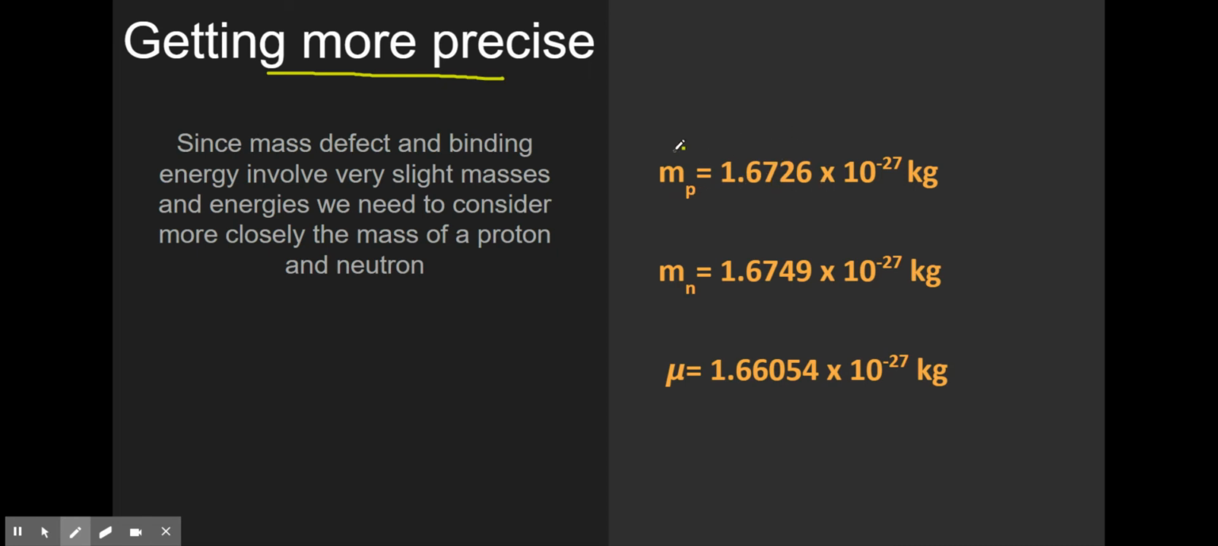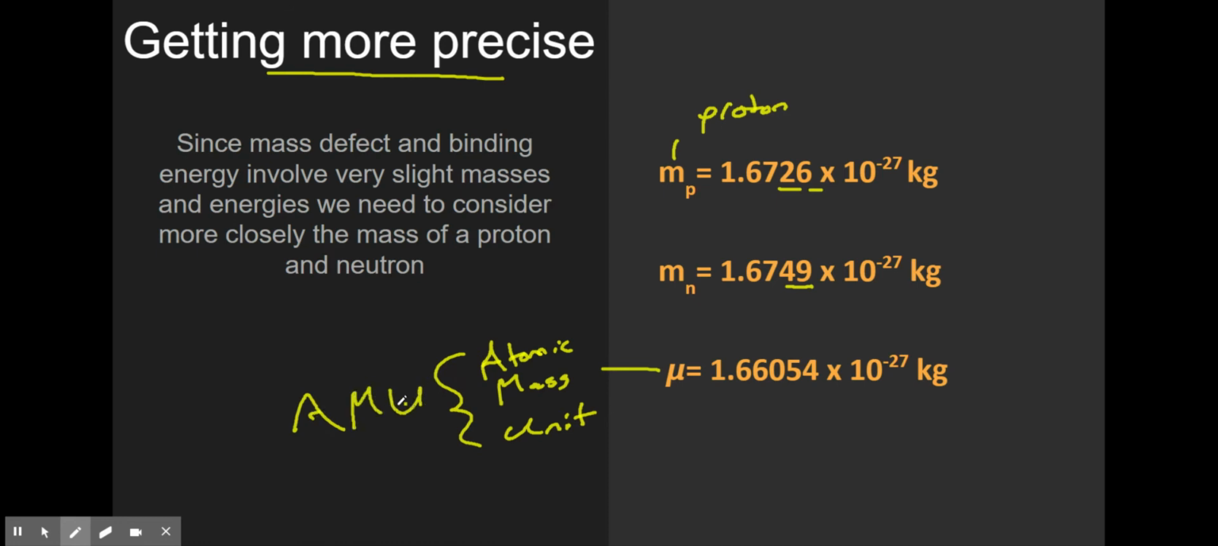So the mass of a proton, MP, is 1.6726 times 10 to the minus 27 kilograms. The mass of a neutron, a little bit different, a little bit heavier, is 1.6749 times 10 to the minus 27 kilograms. And if we ever have to use an AMU, an atomic mass unit, then it will be 1.66054 times 10 to the minus 27 kilograms.